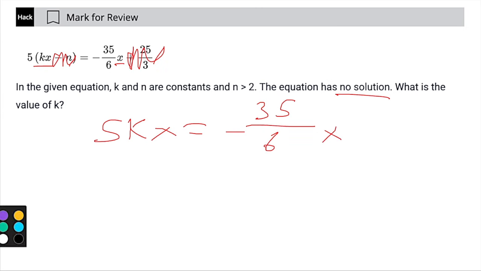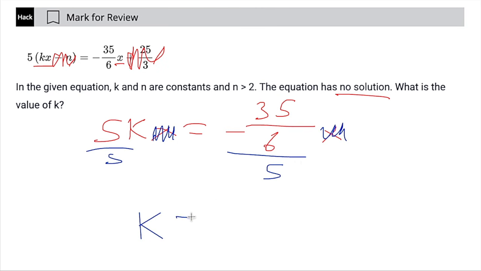After that, it gets even easier because I can divide by x to get rid of x. And now I can just say that 5k is equal to negative 35 over 6. After dividing both sides by 5, I get k equals negative 7 over 6.